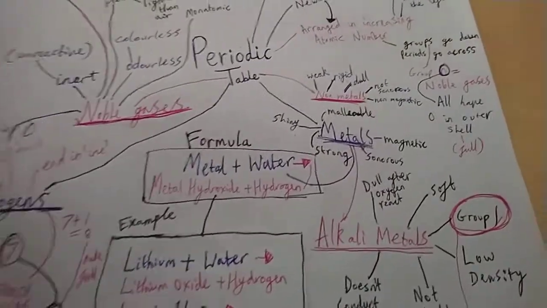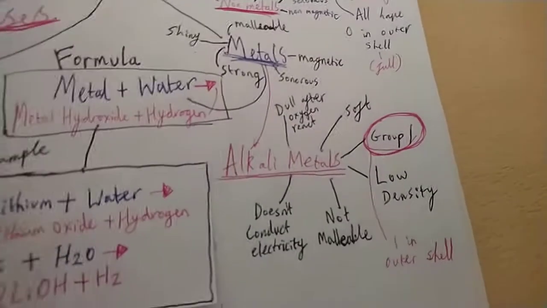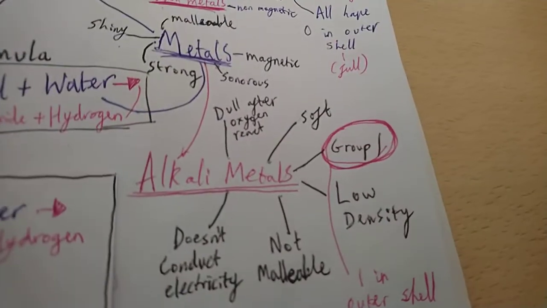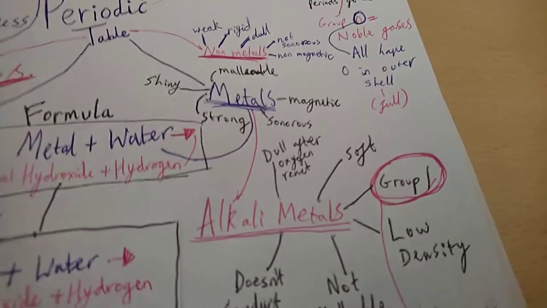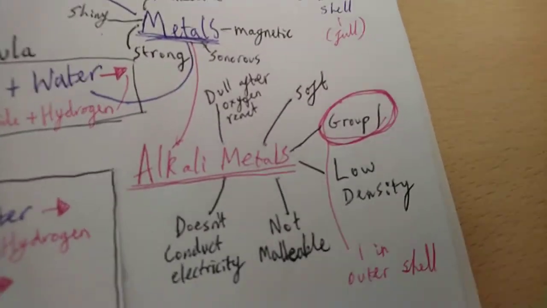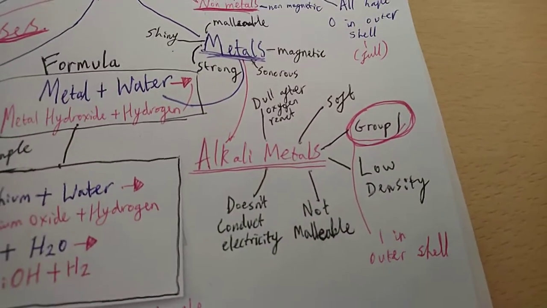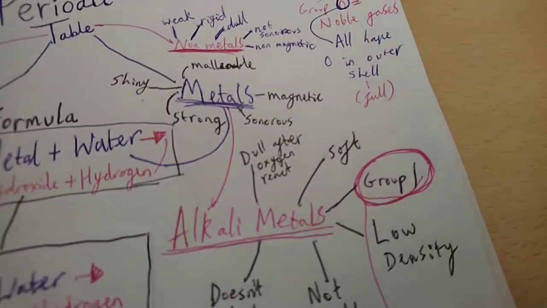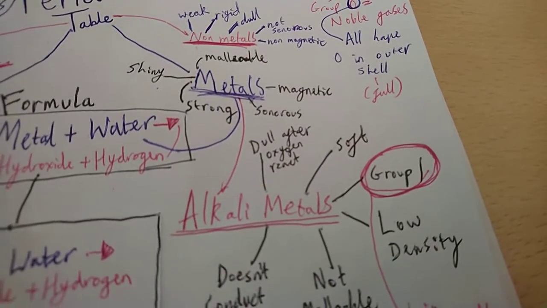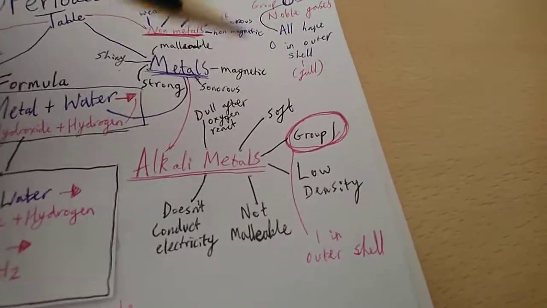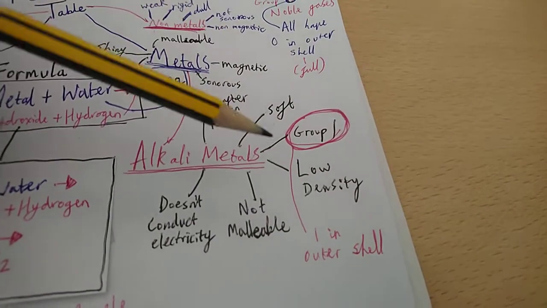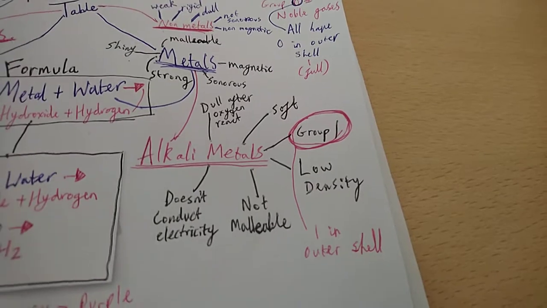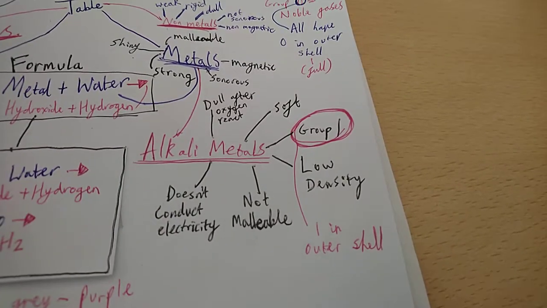They're the same thing. So, one type of metal is the alkali metals, which are in group 1, which means they have 1 in their outer shell. They're different from metals as they are soft, have a low density, are not malleable, and don't conduct electricity. They also dull after being reacted with oxygen in a way such as heating. Something that's in group 1 reacts with something in group 7 to form a full outer shell, and they create a compound. So let's move over to what is in number group 7.